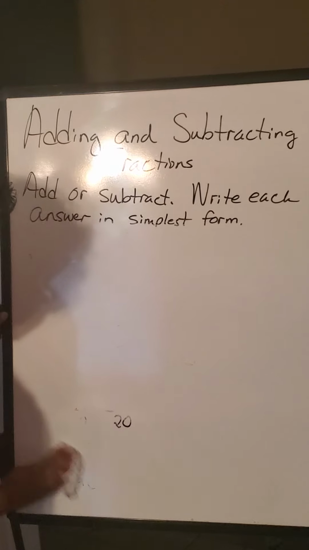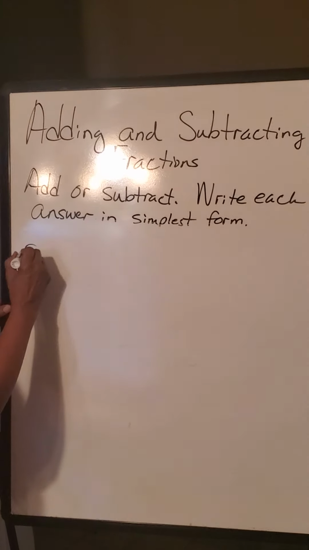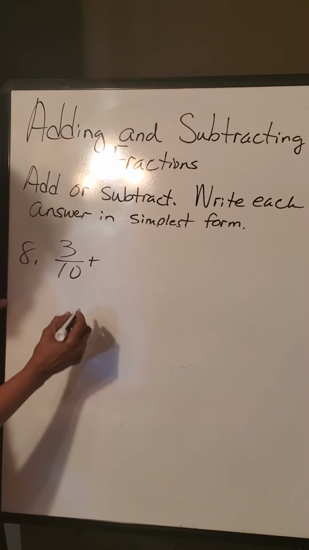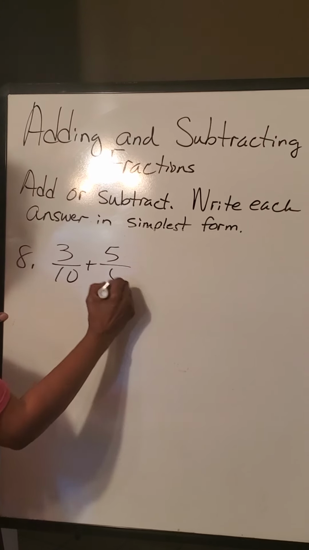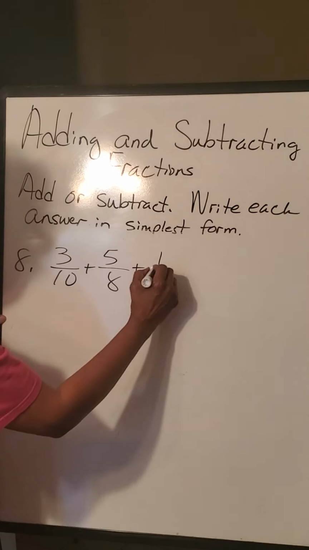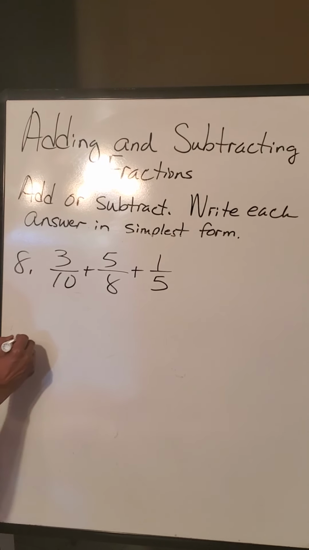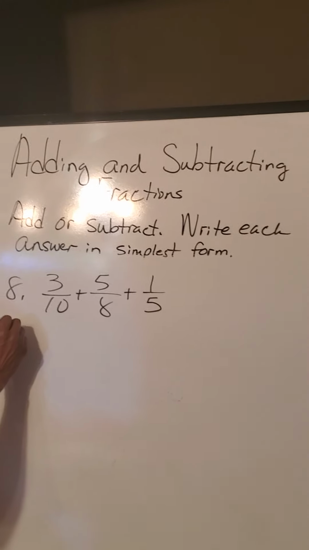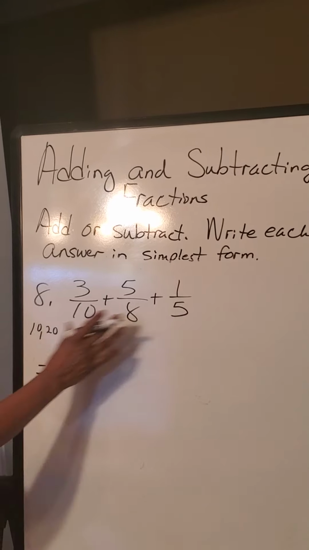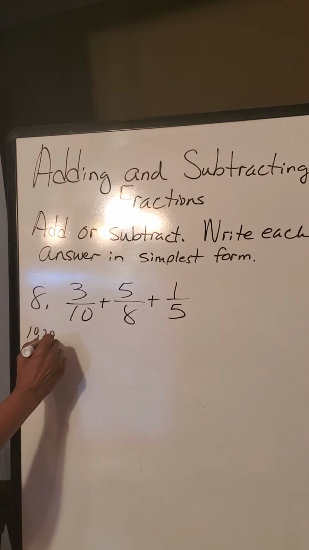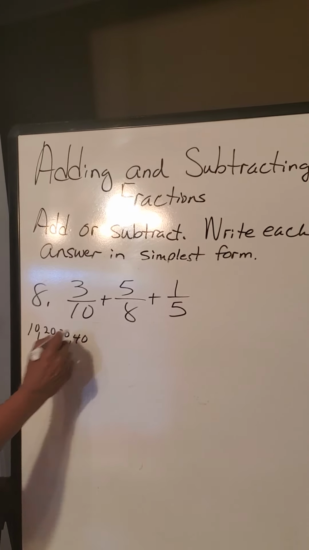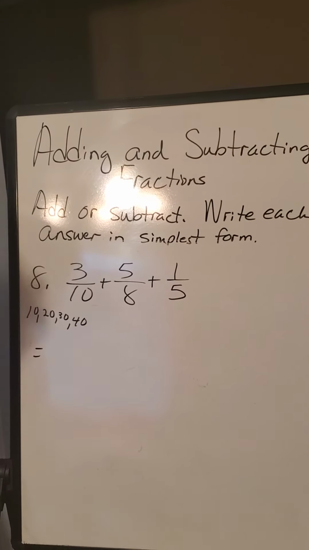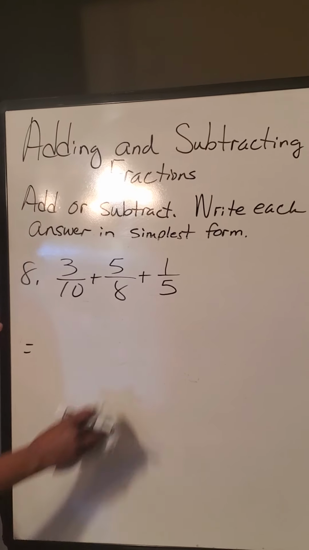Example 8. If I had 3/10 plus 5/8 plus 1/5, you need the least common denominator. Again, I'm going to start counting by 10. I see 10. I see 20. I don't see a number yet that 8 and 5 will go into. I see 30. I see 40. Well, 8 times 5 will give me 40. 5 times 8 gives me 40. So that means my least common denominator is 40.